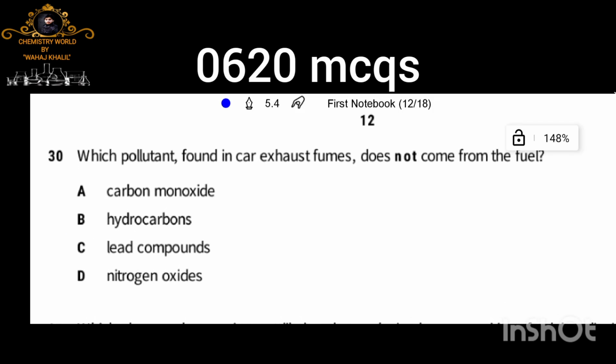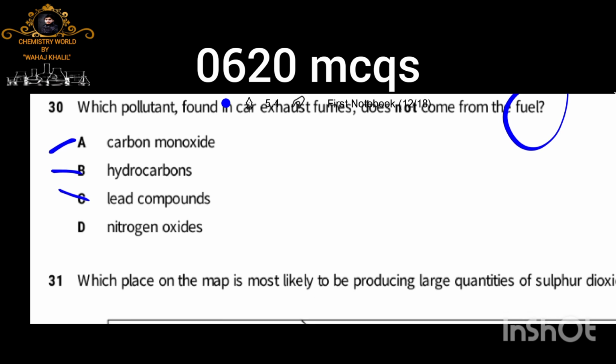Which pollutant found in car exhaust fumes does not come from the fuel? Does not come from the fuel means which is not present in petrol or diesel. Is it carbon monoxide? Is it hydrocarbon? These are present. Is it lead compounds? These are also present if the fuel is not unleaded.